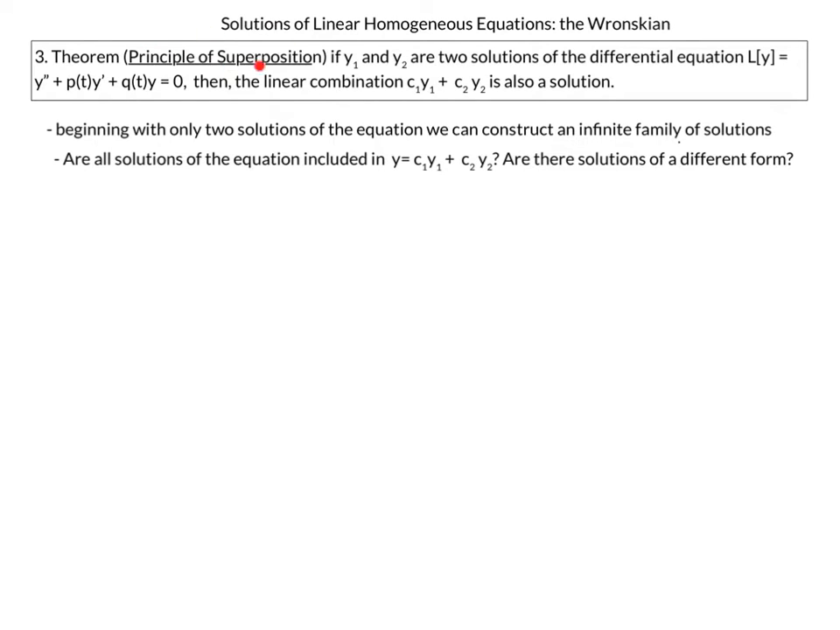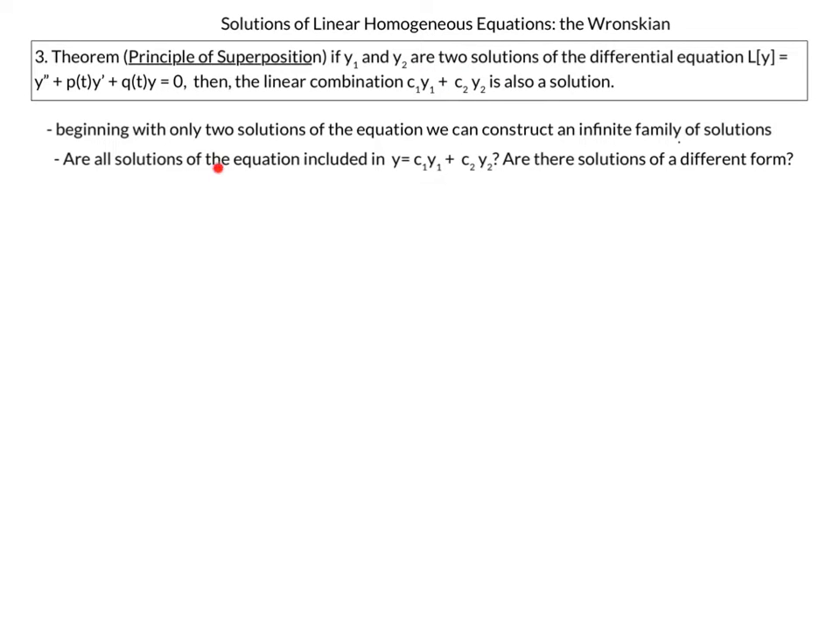So back to the principle of superposition. We proved that once you have two solutions to this linear operator, the linear combination of your two solutions is also a solution. So the first point is that, beginning with only two solutions, y1 and y2, we can construct an infinite family of solutions. We say an infinite family because there's an infinite number of ways of choosing c1 and an infinite number of ways of choosing c2.